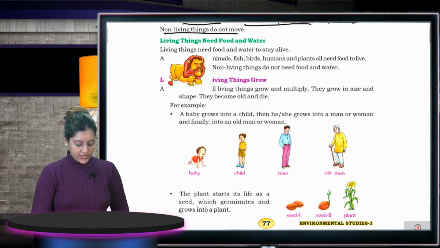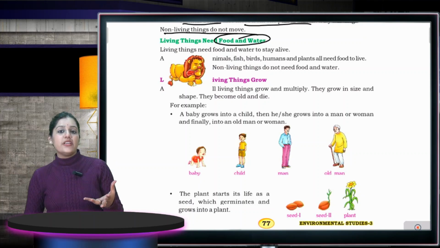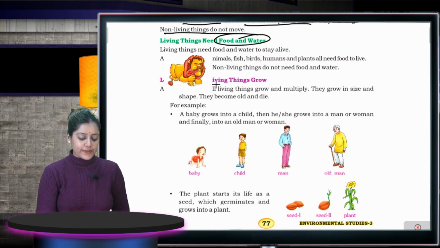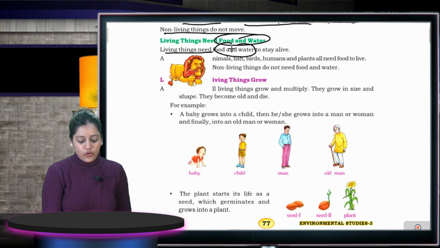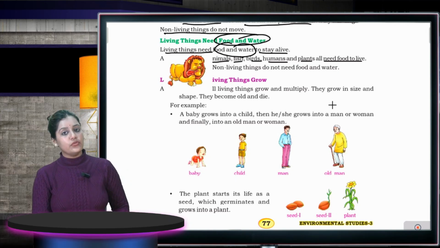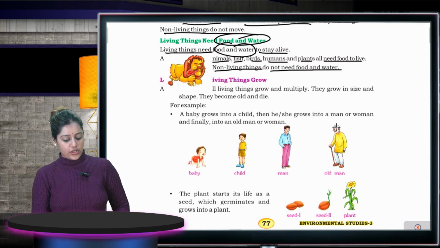Living things need food and water, like I eat breakfast, lunch, dinner. In the same way, plants also make their food with the process of photosynthesis, but non-living things do not need food and water. So living things need food and water to stay alive. Animals, fish, birds, humans and plants all need food to live. Non-living things do not need food and water.